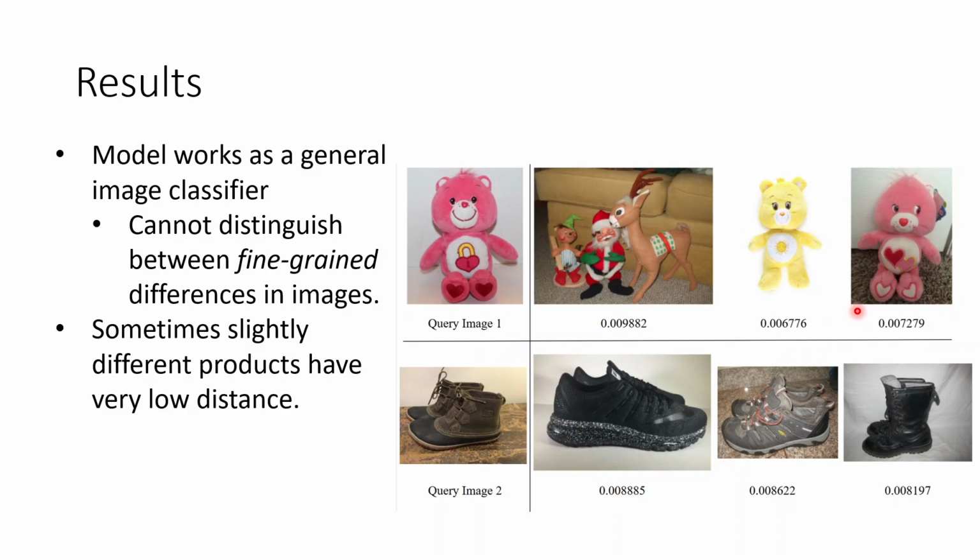This just makes us believe that our model works well as a general purpose image classifier, but not really a fine-grained image classifier. It doesn't capture the fine-grained differences. And so for a harder query image like this pair of shoes, the items with the lowest distance are not the same product. Again, they're all shoes. It works as a general image classifier, but not a fine-grained image classifier.